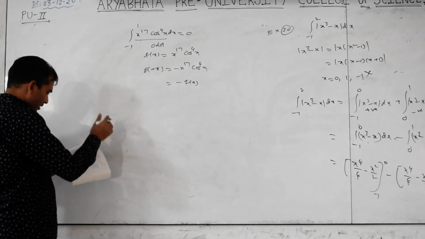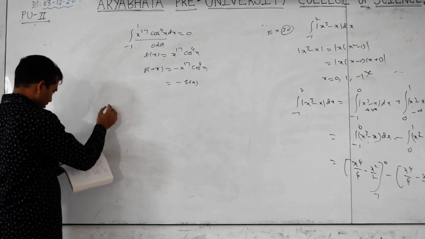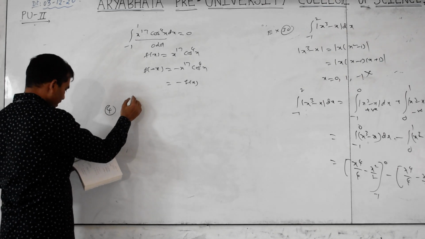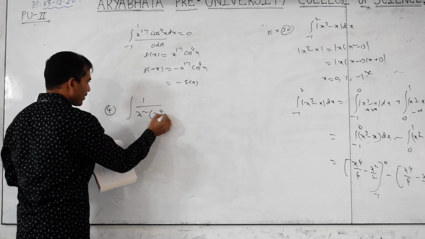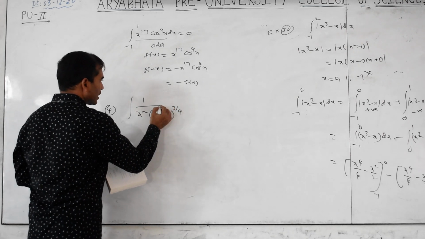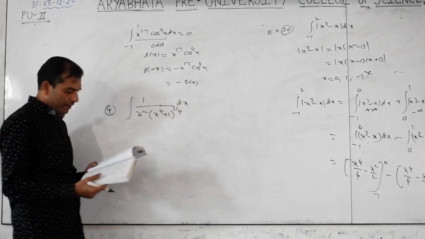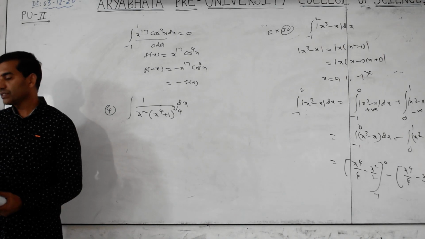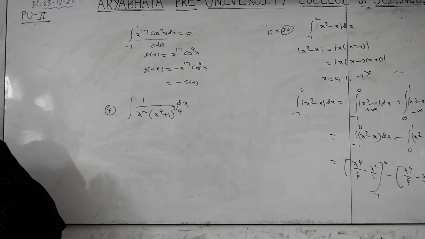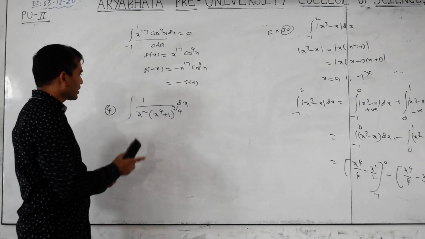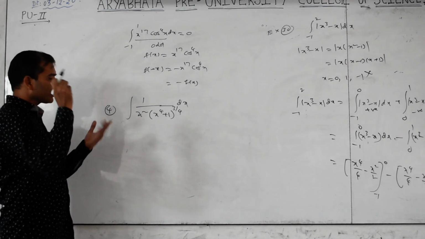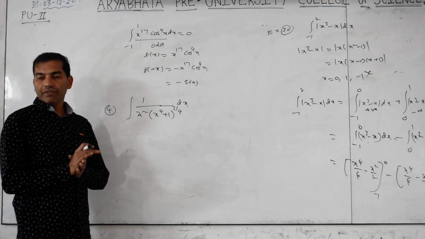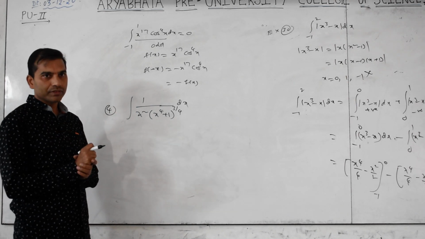Next, it was asked in G, question number 4 in miscellaneous: integration of 1 by x square into (x power 4 plus 1) whole power 3 by 4 dx. This is indefinite. It was asked in G two times; they ask this type of product. If it is this form, we have to use the method we discussed for the indefinite concept.